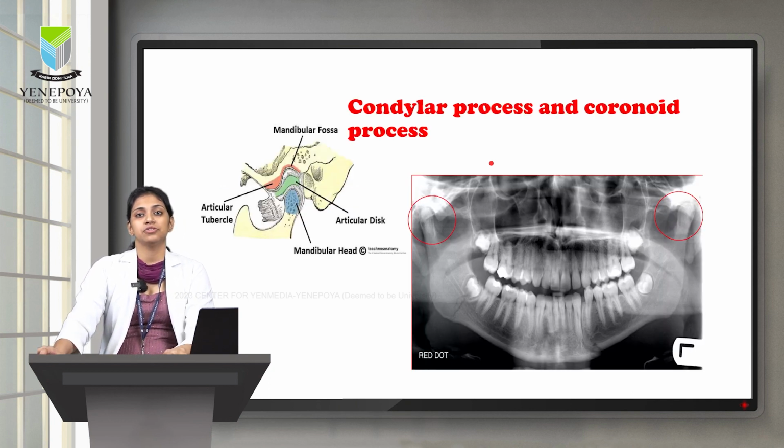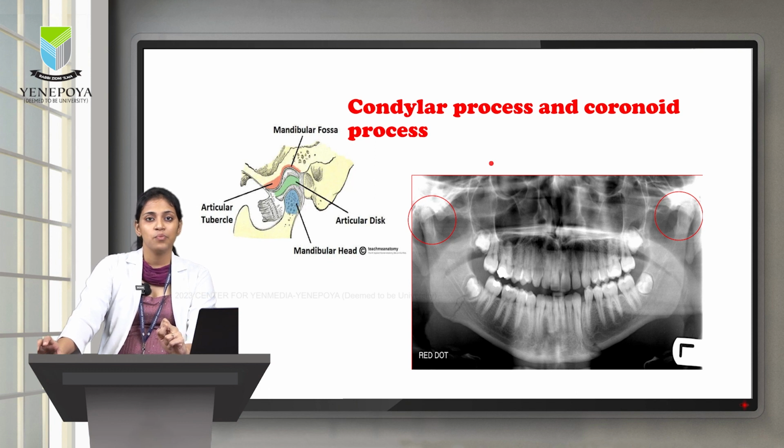Condylar process and coronoid process. Condyles are rounded projections of bone extending from the posterior superior border of the ramus. Condyles are generally positioned slightly antero-inferiorly. It is because when we are positioning a patient for panoramic radiograph, the patient is asked to bite on a biting fork, which results in slight anterior and inferior movement of the condyle.